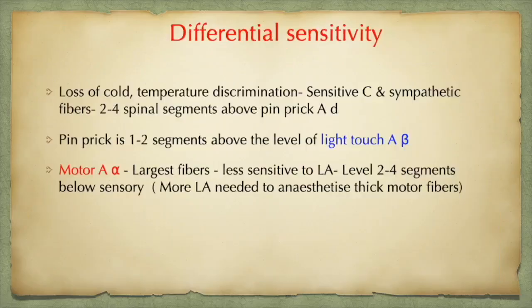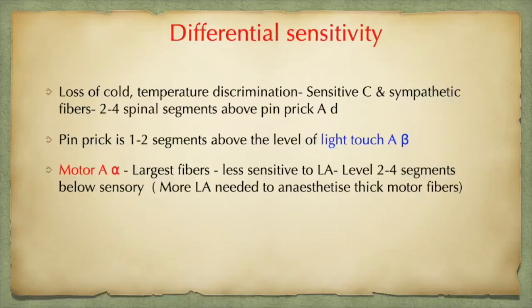When the patient is receiving a spinal anesthetic, cold and temperature discrimination will be lost because they are blocked due to the sensitive C and sympathetic fibers. This blockade is 2 to 4 spinal segments above the pinprick, which is carried by the A delta. The pinprick is 1 to 2 segments above the level of the light touch, A beta, and the motor fibers, which are carried by A alpha.